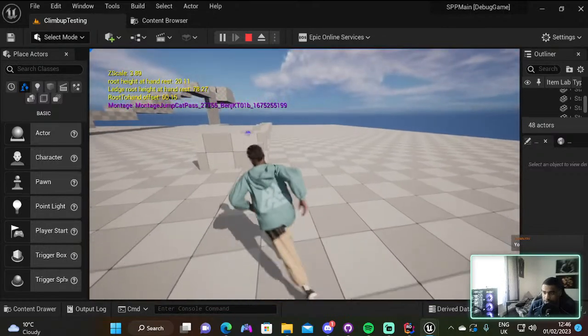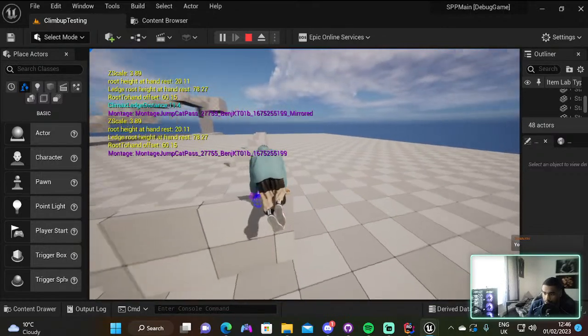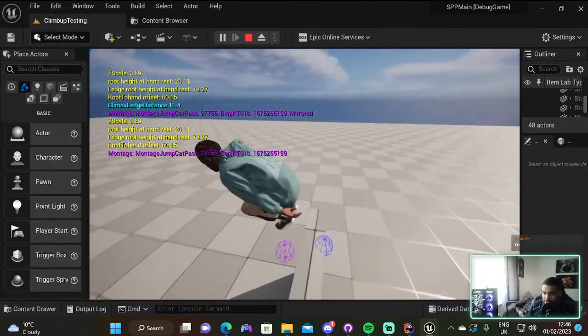Oh, wait, sorry, I have the debug on. So there at hand plant, I'm exactly at the wall height.